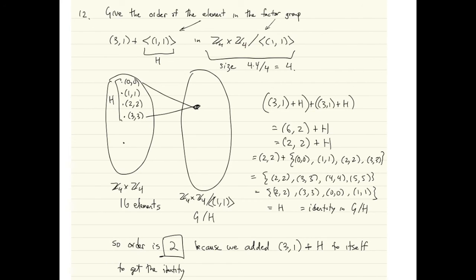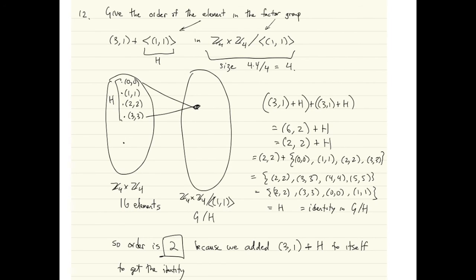So we start with this big group, Z4 cross Z4, and that has 16 elements, because Z4 consists of the numbers 0, 1, 2, 3. This other Z4 has those same 4 numbers. Then Z4 cross Z4 is the ordered pairs. I've written 4 of them down here, but there's a total of 16. And so this group G, Z4 cross Z4, has 16 elements.